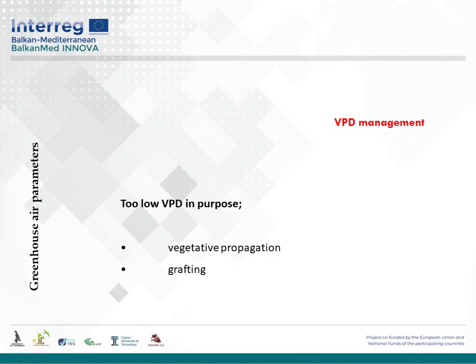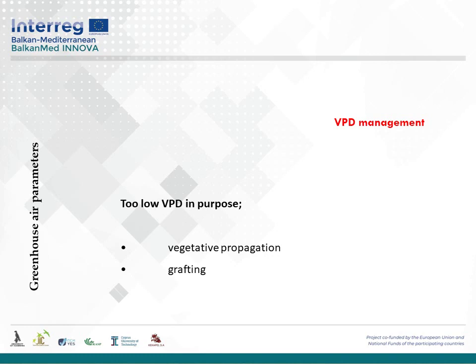the plants have roots, we have to keep their leaves alive, not to let them wilt, and this can be managed by having the VPD close to zero. And another specific case is grafting. I'll talk about this in detail in the next lesson.